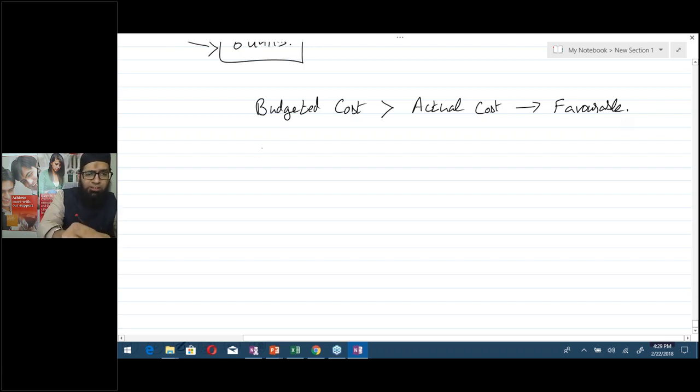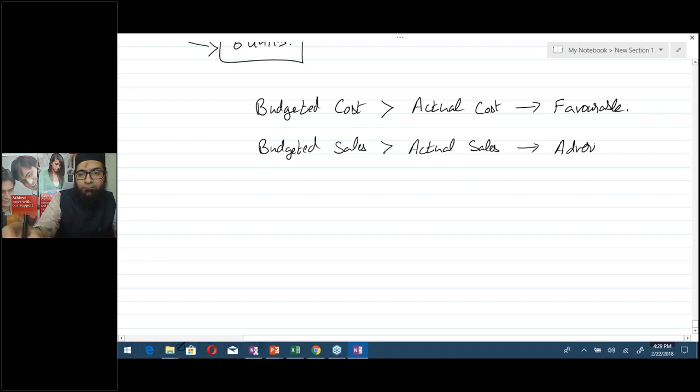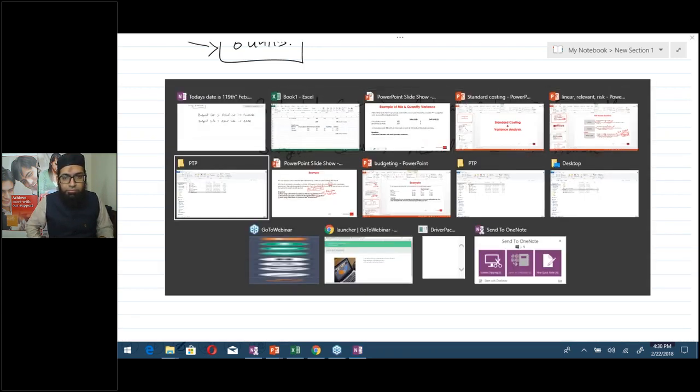But when it comes to sales, if budgeted sales are greater than the actual sales, this will be adverse. Once again, if my actual sales are less than the budget, it means I have lesser revenues than I was expecting. So I have less income. That means this is an adverse situation. Let's go back to the Excel.